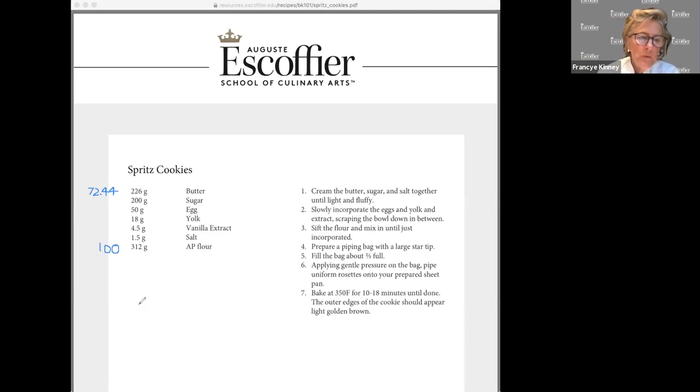So the butter is 72.44% relative to the flour. Your sugar is 200 grams, and we divide that by 312 grams of flour, which gives us 0.64. We multiply that by 100 and we get 64.102, so we will call that 64.1%.